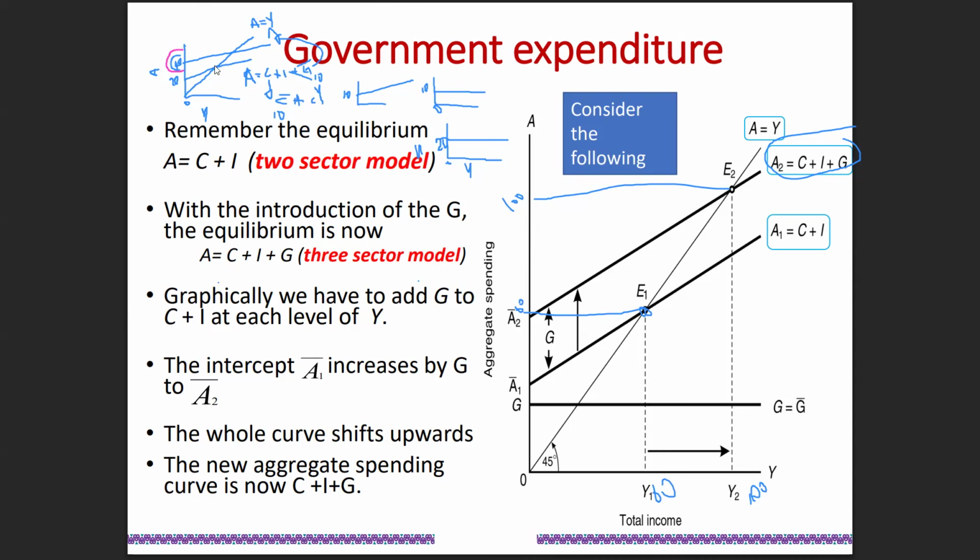And then you can see also that the equilibrium was here, and now it is here. You can also see that the income has increased from here to here, like this. Even aggregate expenditure has increased from here to here. It went up like this.